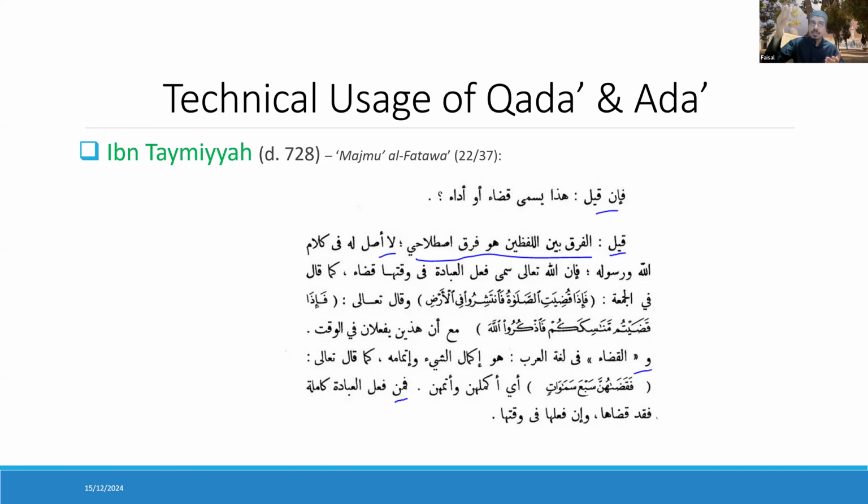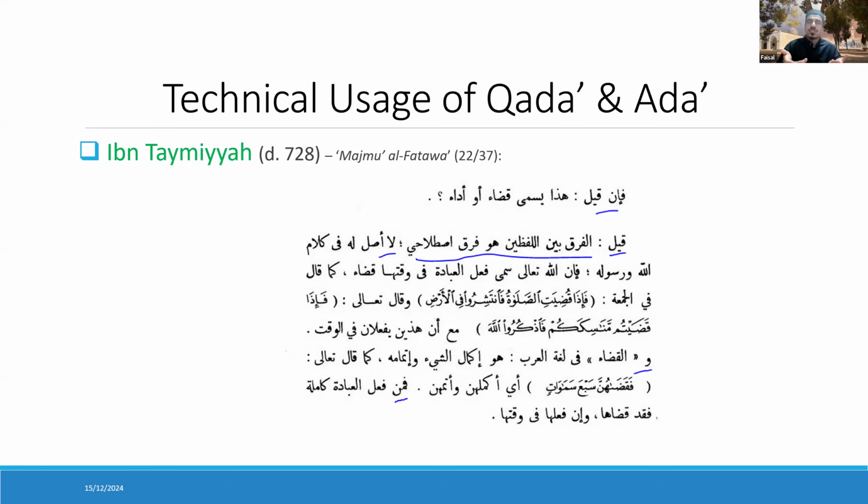Over here, the term isn't used in the technical sense of the salah being performed outside of its appointed time. And another example, وقال تعالى فإذا قضيتم مناسككم فاذكروا الله. This is in the context of Hajj, that when you fulfill your Hajj rites, then remember God. So this isn't saying when you fulfill the rites outside of their time. مع أن هذين يفعلان في الوقت. That these things are done within the time.